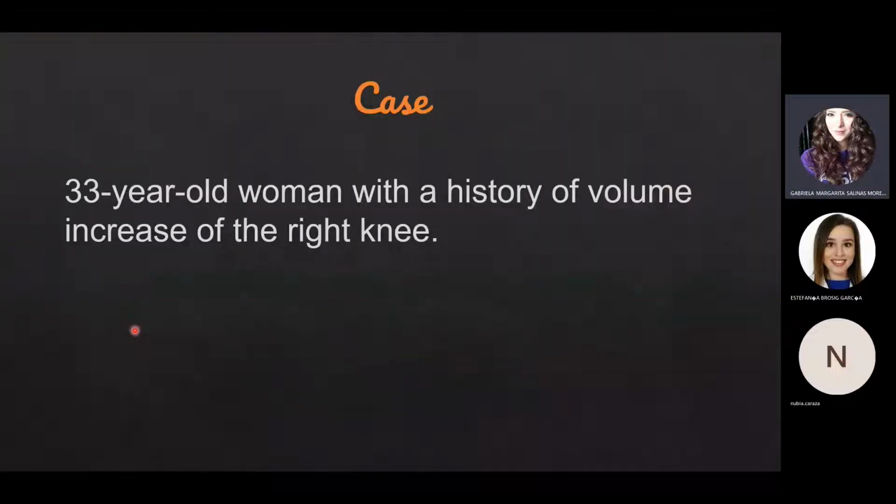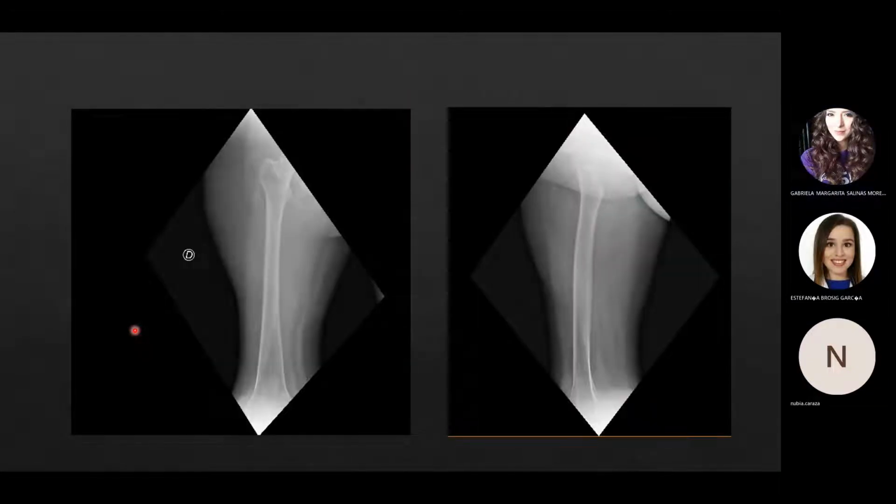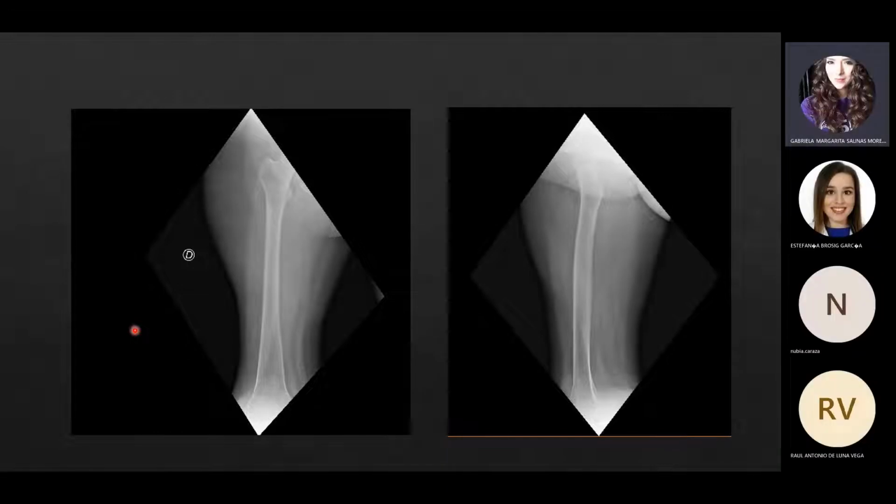The history of this case is a 33-year-old woman with a history of volume increase of the right knee. She went to the traumatologist, and he sent her to take some radiographs. So here we have the first X-rays. Here we see two X-rays, AP and lateral projection of the femur, where we observe it without any alterations. At this level, we do not see any lesion that explains the increase in the volume.